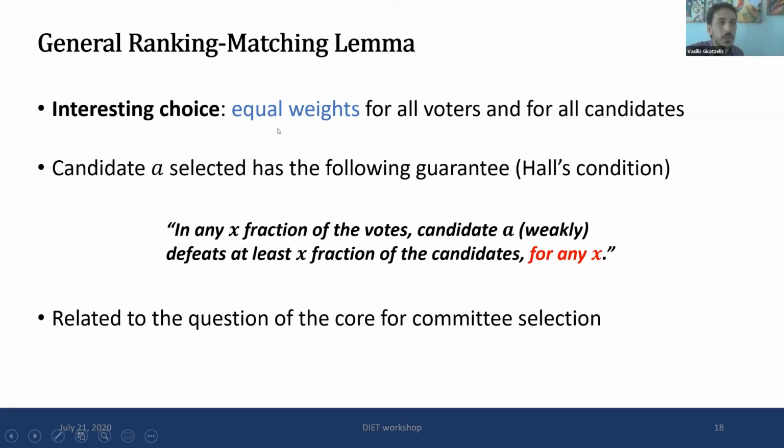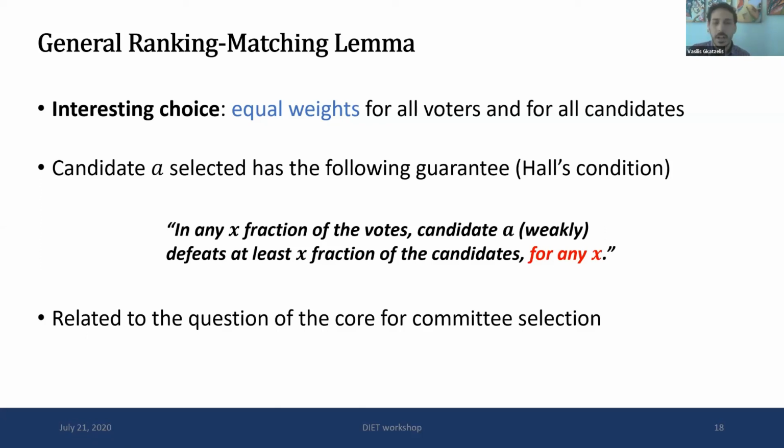Instead of doing proportional to their plurality score, we do equal weights for all the voters and for all the candidates. So it's interesting that then we actually get a different voting rule. That's an orthogonal result to all the ones we were discussing before, where the selected candidate A has the following guarantee: in any X fraction of the votes, candidate A weakly defeats at least an X fraction of the candidates, for any X. Choose whatever X you like, whatever portion you like, and this is satisfied.